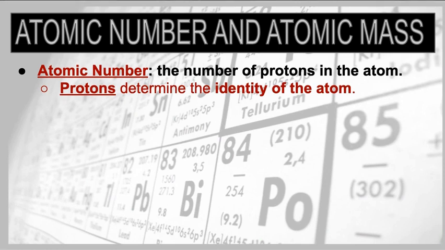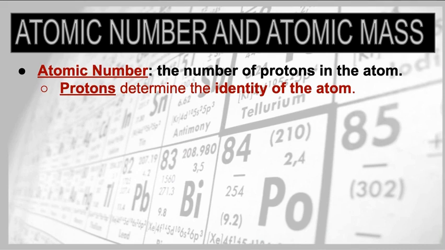If it has 6 protons in the nucleus, it cannot be anything else except carbon. If it has 8, it can't be anything else besides oxygen. If it has 29, it can't be anything else except copper. That's how we can tell them apart.